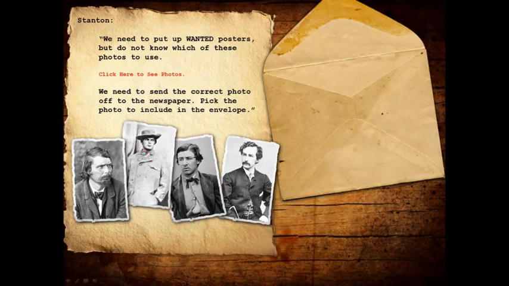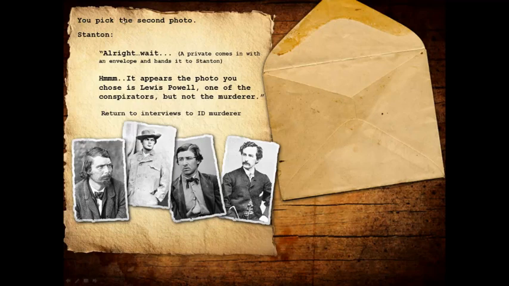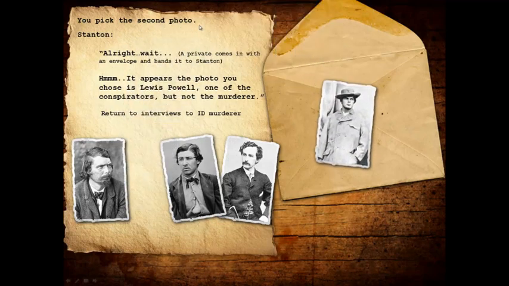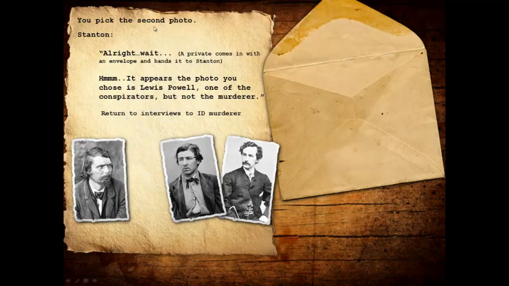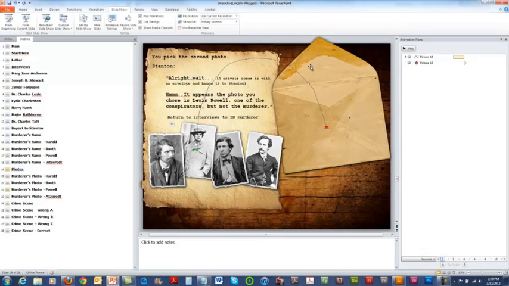Select Lewis Powell. You pick the second photo. Oh, look at that. So now you've given the user time to start reading the text up at the top, and then the animation just automatically happens. Pretty cool. So let's escape out of there.